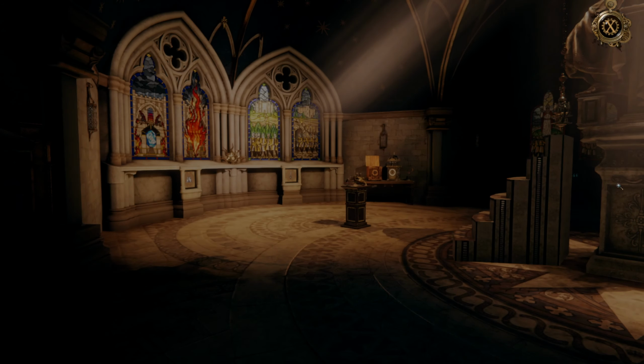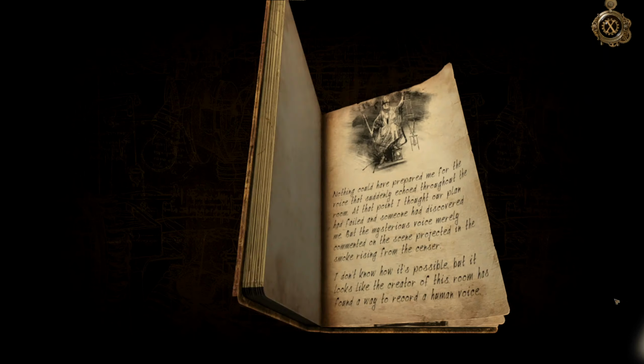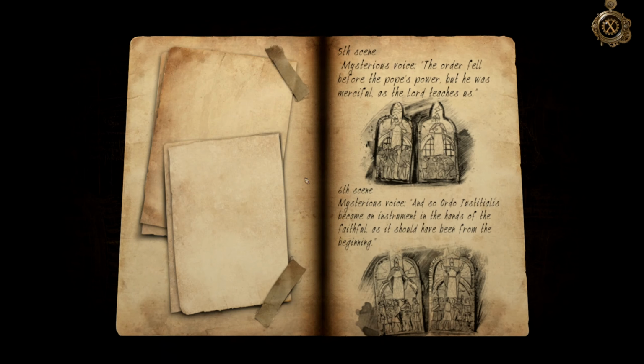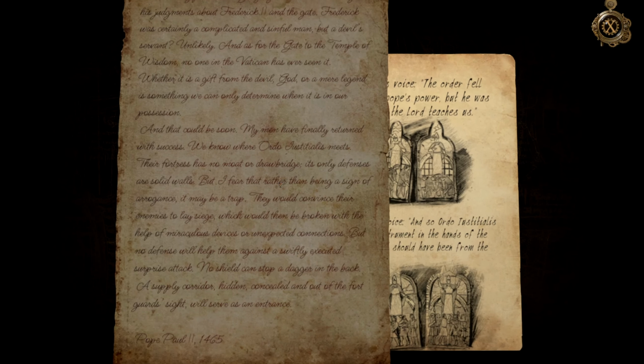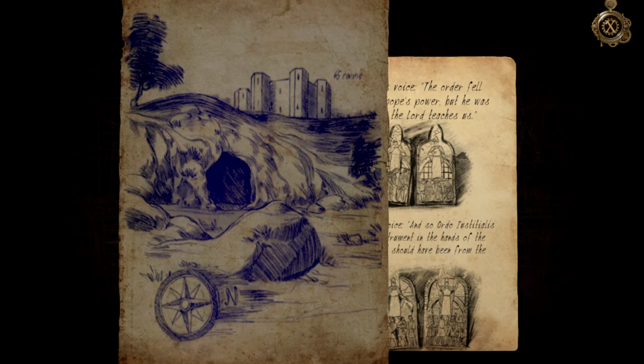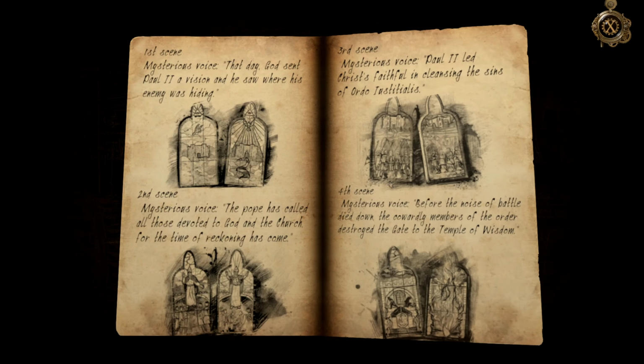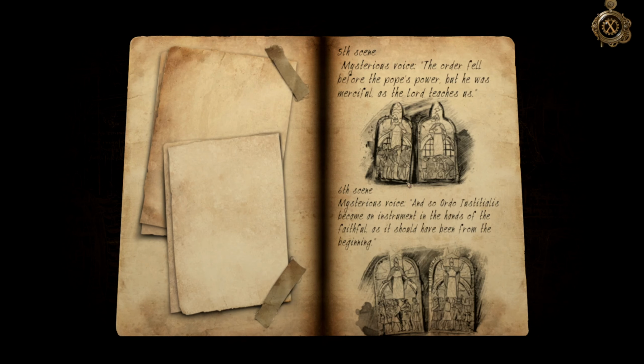Okay, another pedestal puzzle. So now we should have all the scenes. If we need to refer back to them for some kind of a puzzle, we have them all recorded.